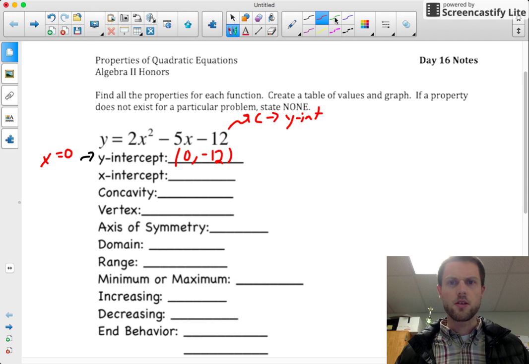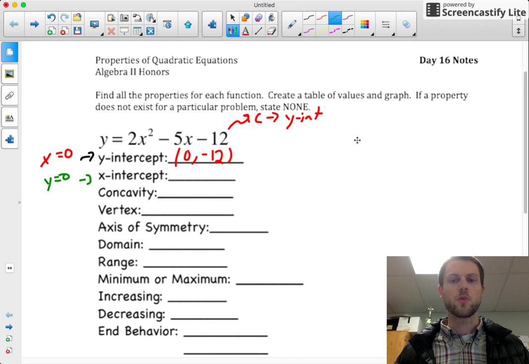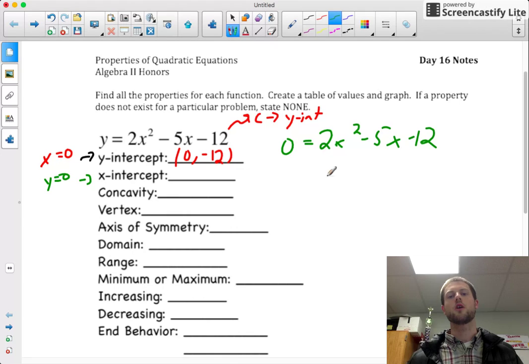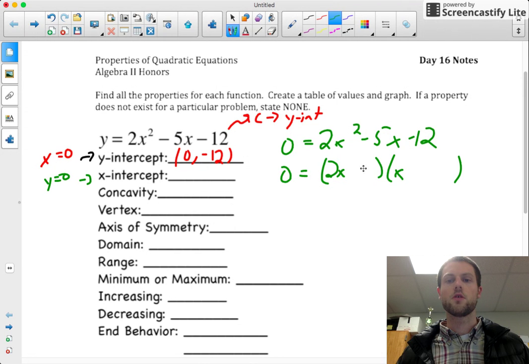Next up, for the x-intercept, I want to set y equal to 0. That's when I'm going to cross my x-axis. So over here on the side, let's set 0 equal to 2x squared minus 5x minus 12. And so here I have a quadratic, and you could solve that any number of ways. I'm going to solve this one by factoring. So 0 is going to equal, let's say I can factor this. I've got a 2x and an x. And I think that's going to work out to be a negative 3 and a plus 4. Does that work out? Negative 3x and 8x.